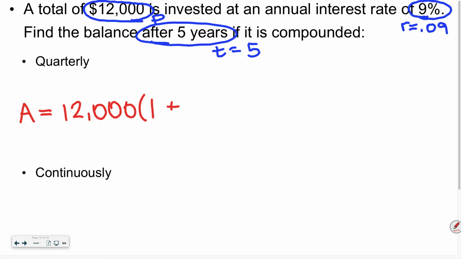1 plus our rate over n, is that correct? Our rate over n, and it gets compounded 4 times per year. So we have to take that rate and cut it into those 4 different times we recalculate. And then we raise it to the nt. How many decimal places are you going to approximate to? 2, because we're dealing with money.